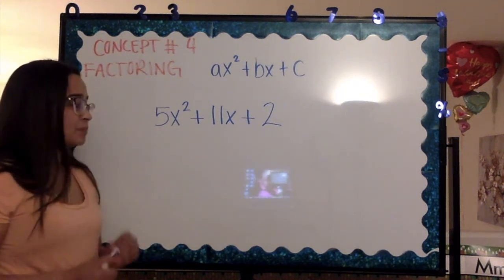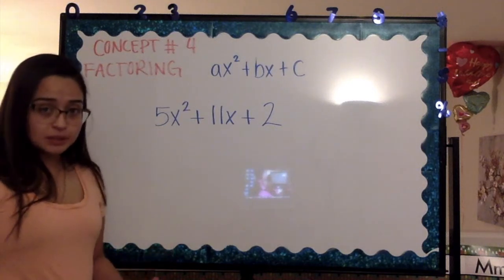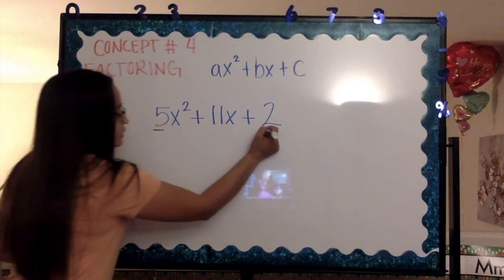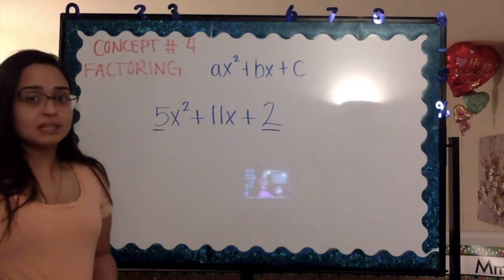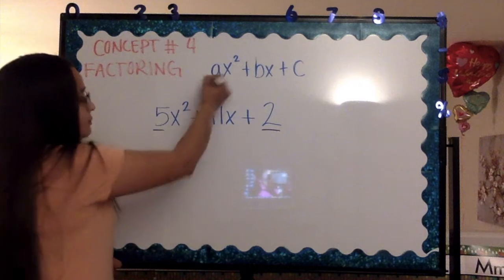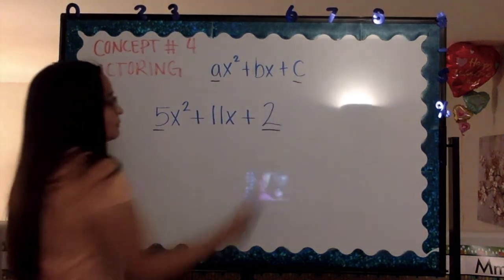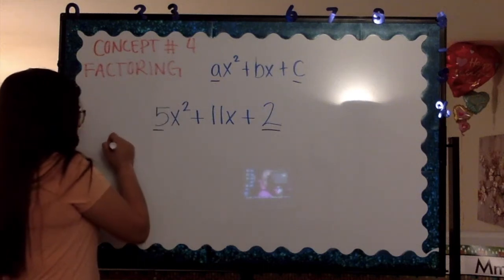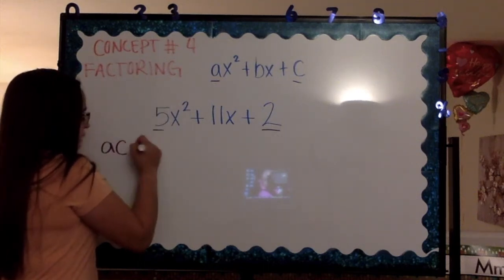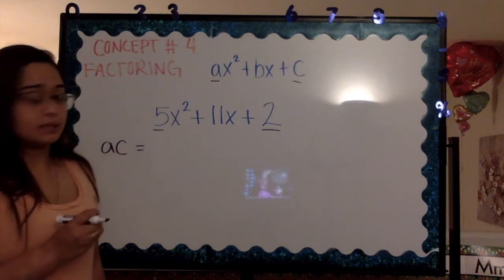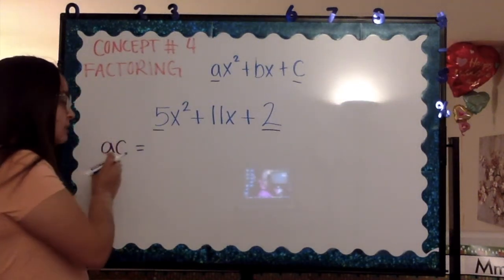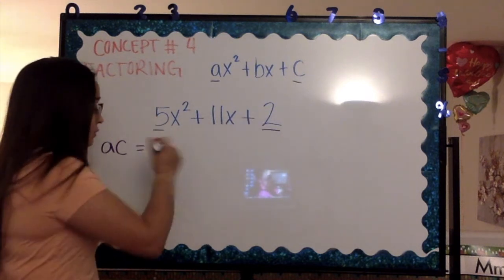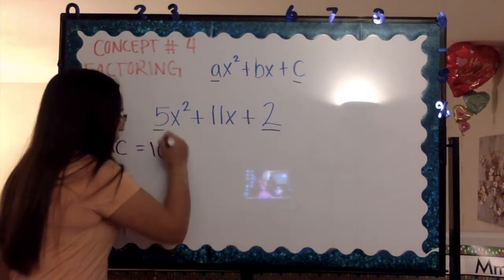Okay. What we're going to be doing is we're going to be taking our A and our C. Why am I labeling them A and C? Because they're placed in the same places. Okay? We're going to be taking A and C and multiplying them. And the product is going to be, in this case, 5 times 2 is going to equal 10. Okay?